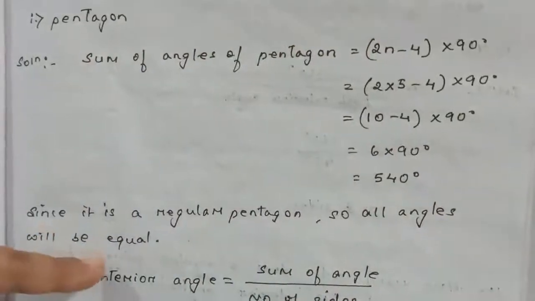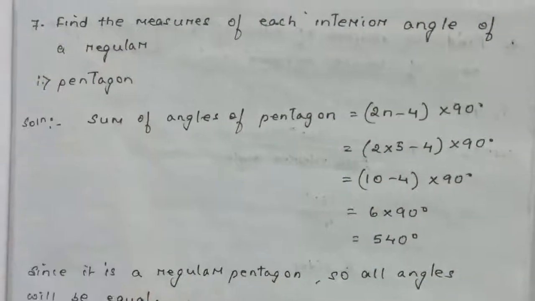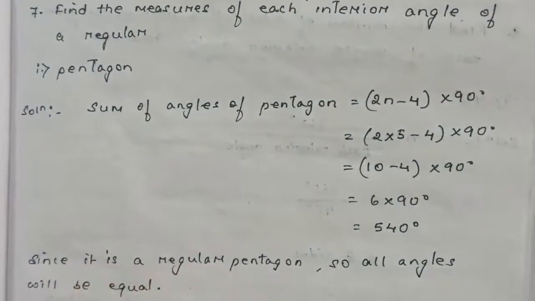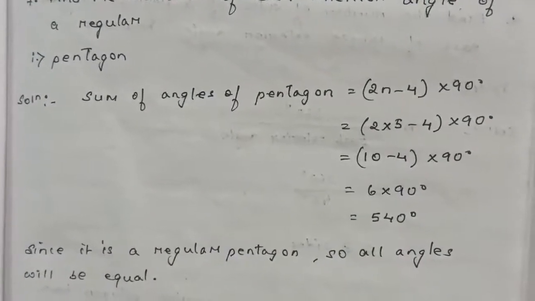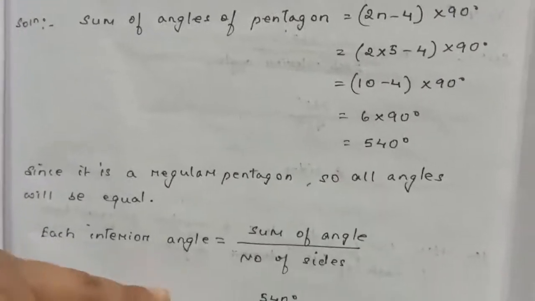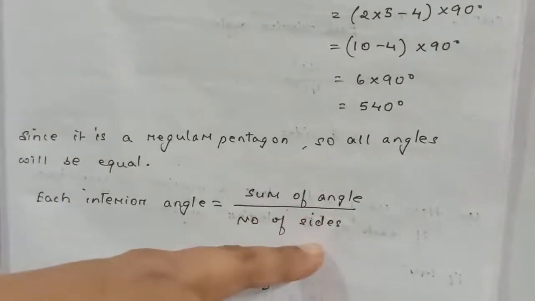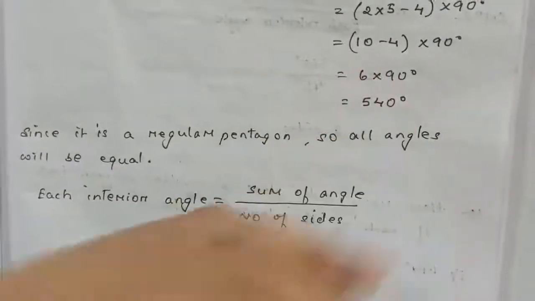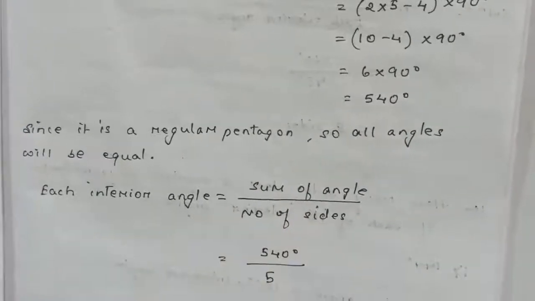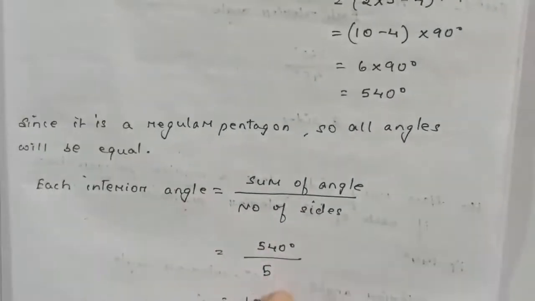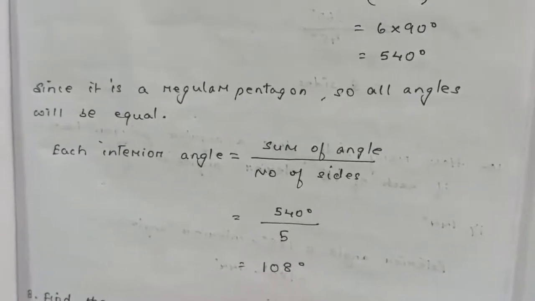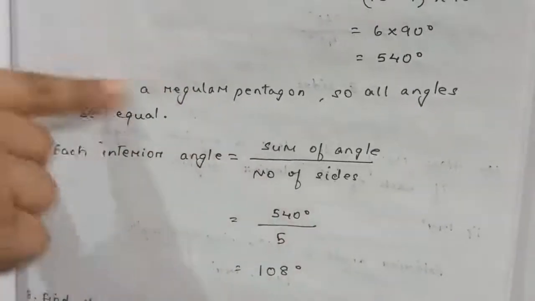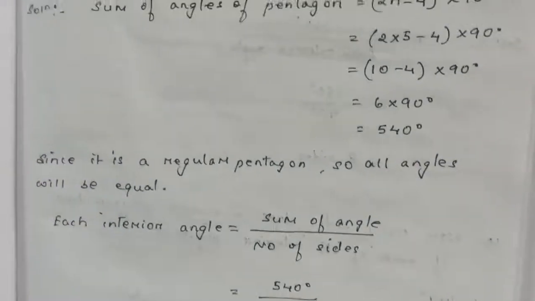Since it is a regular pentagon, as given in the question, we know in a regular pentagon all the sides and all the angles are equal. So each interior angle will be the sum of angles divided by the number of sides. The sum of angles is 540 degrees and the number of sides is 5 since it is a pentagon. So 540 divided by 5, your answer is 108 degrees. There are other questions in this exercise. In this question number 7 that you will continue.